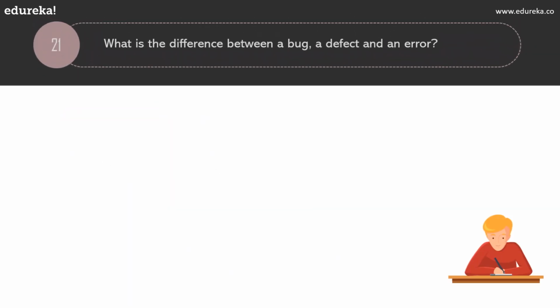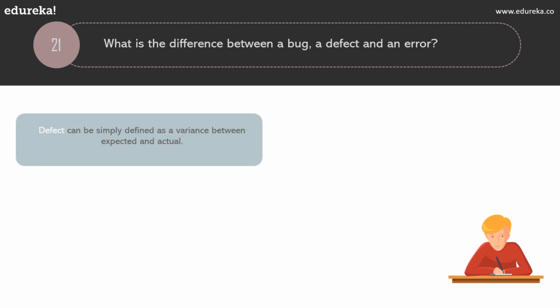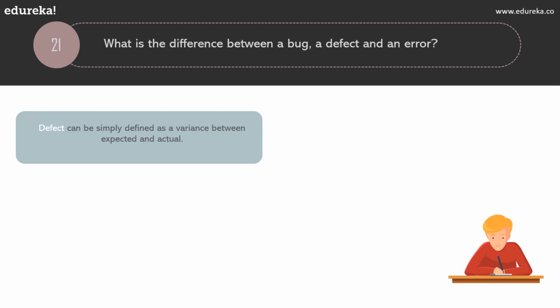The next question that we have is a really interesting one. What's the difference between a bug, a defect, and an error? We did already discuss the difference between a bug and a defect. Let me go through it again. So, a defect is a variance or difference between expected result and actual result detected by the developer after the product goes live. So, a defect is an error which is found after the application goes into production.